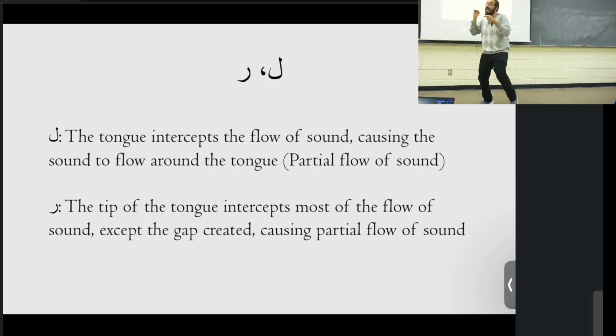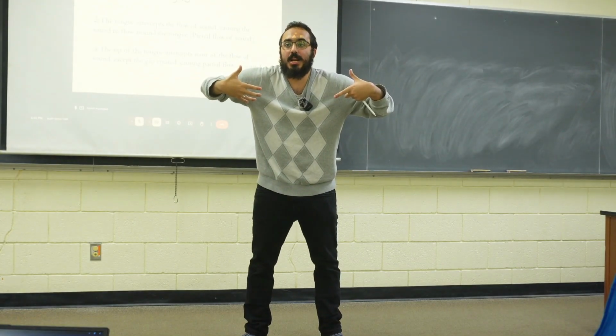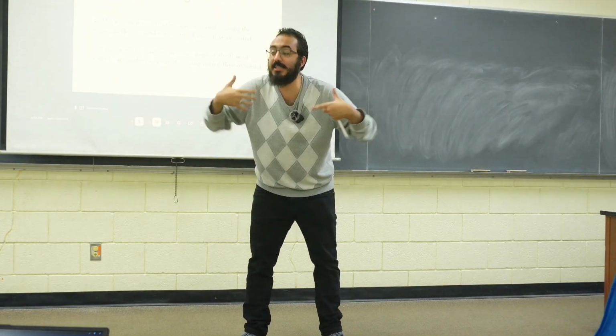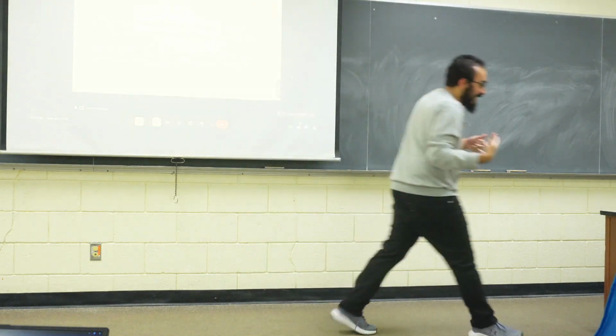So actually, the sound does not go through the makhraj. It actually goes around. It goes through the sides. So there is a partial flow of sound. You don't go through the makhraj, you go around the makhraj. And that's another property we're going to talk about. So try to make your tongue as wide as possible. L, L, L, it's the same as jeem. It closes completely. Okay? Does that make sense?